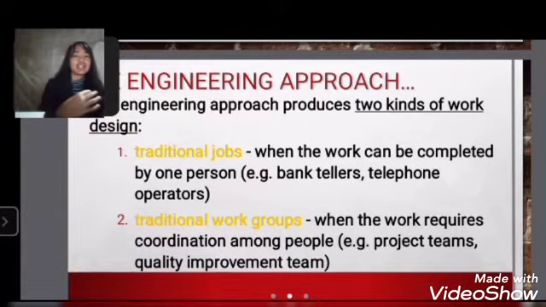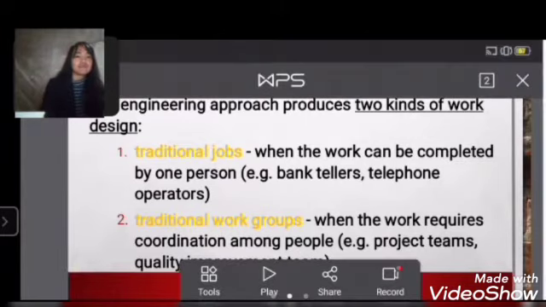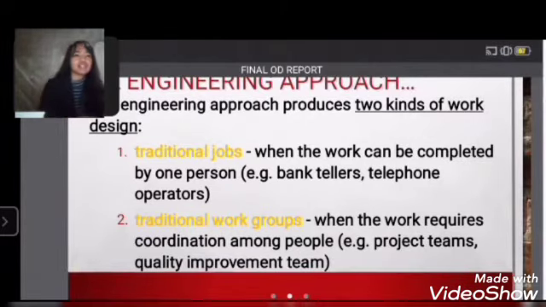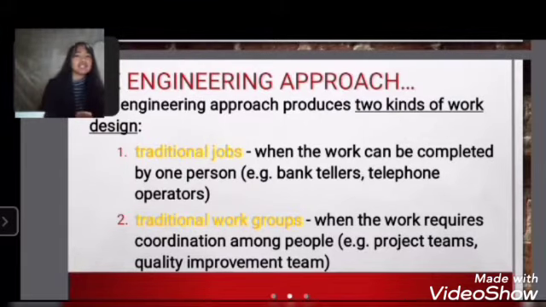On the other hand, when the work requires coordination among people, traditional work groups are developed. Work groups are composed of members, and each member performs a routine task that is coordinated for overall task achievement. The interactions of each member are controlled by supervisors following workflows and schedules. Examples of these are project teams, quality improvement teams, and others.